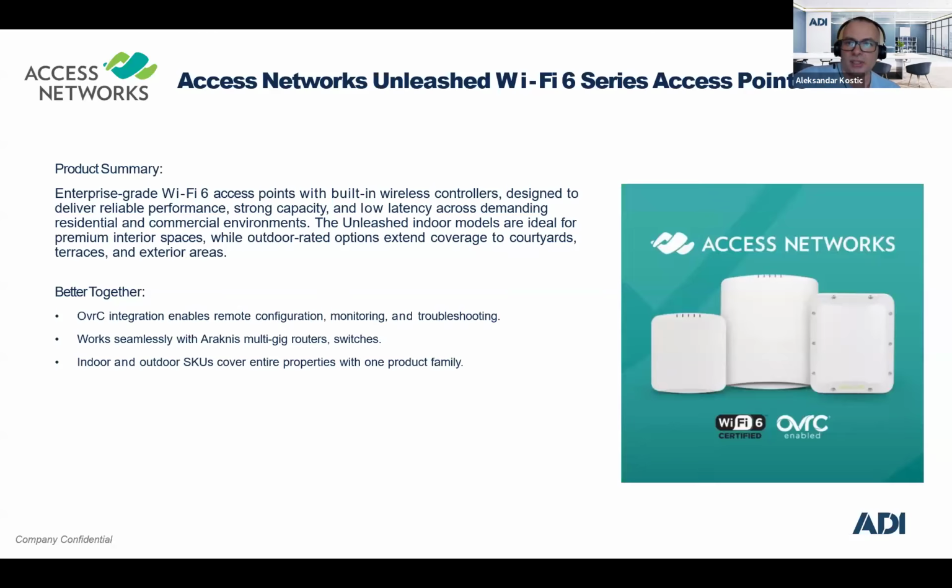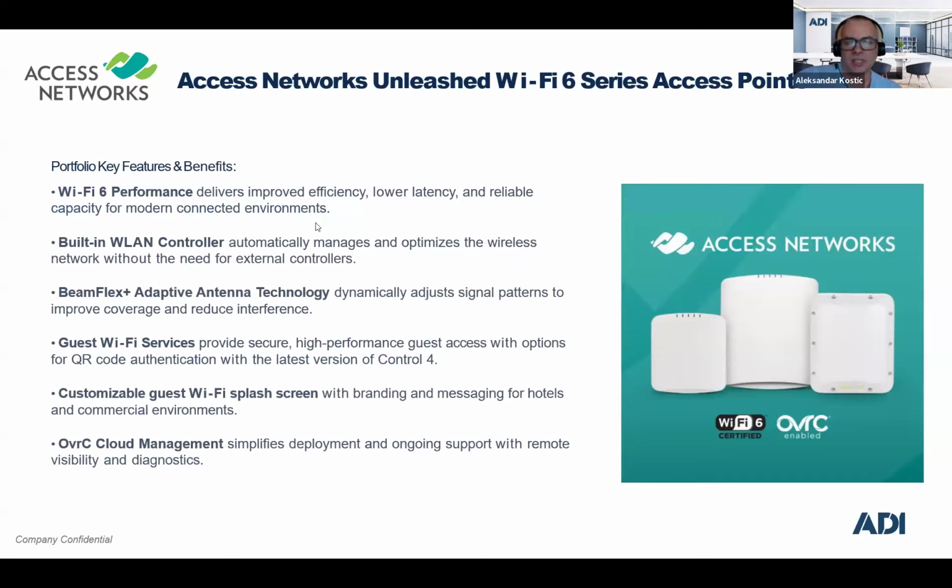Those access points are also Wi-Fi 6. So speaking about the throughput, protocols used, and in general about the available bandwidth, it is the same as the Arachnis. But Access Networks access points provide a higher level of flexibility compared to Arachnis, as they implement a more advanced way of managing the Wi-Fi clients.